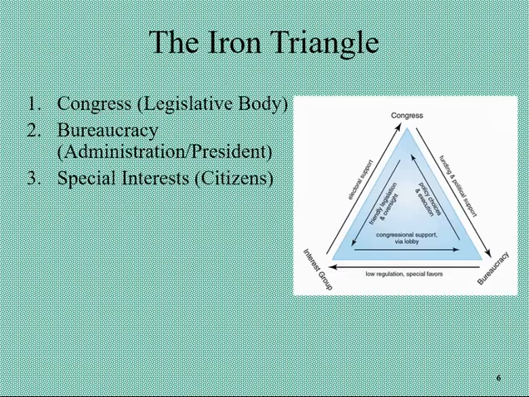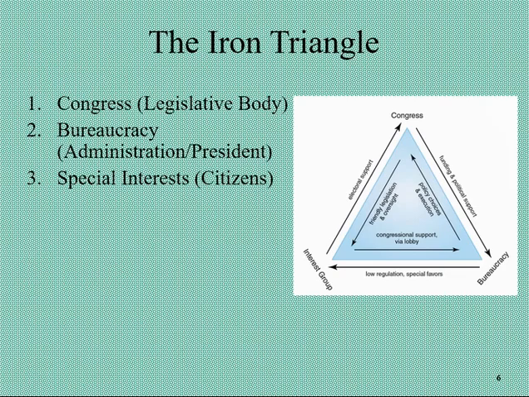Moving on, we come to the iron triangle. Again, I asked you to look at that Figure 13.1. It's here on the right of this slide. You need to look carefully at this, but you see at the top of the triangle is Congress, which is a legislative body. You also have bureaucracy at the lower right, which is the administration and the president. And then on the lower left is interest groups.